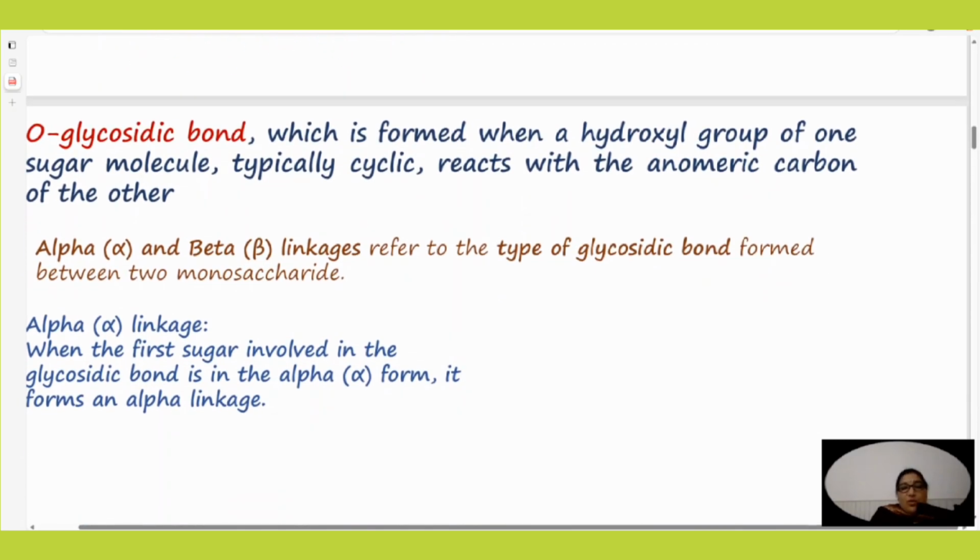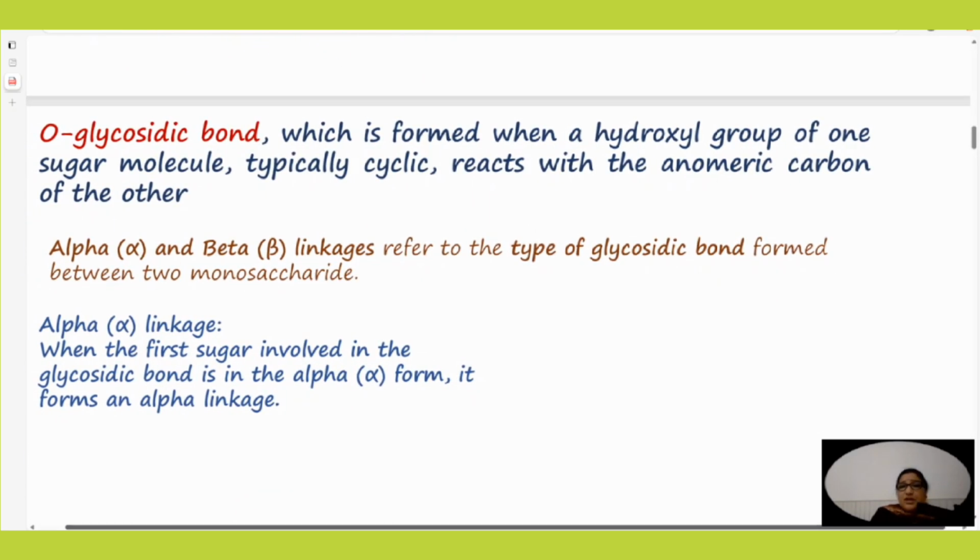Okay. So in the O linked glycosidic bonding, we know that the bonding is formed when a hydroxyl group of one sugar molecule, which is, yes, of course, typically cyclic, because we know that the glucose in nature always remains in the cyclic form, whether in the boat conformation or in the chair conformation. Okay, so when the molecule is going to react with the anomeric carbon atom of the another, then the O glycosidic linkage will be formed, and this linkage is further of two types. One is alpha linkage and another one is the beta glycosidic linkage.